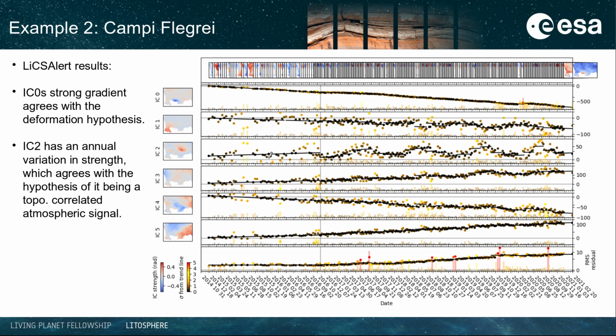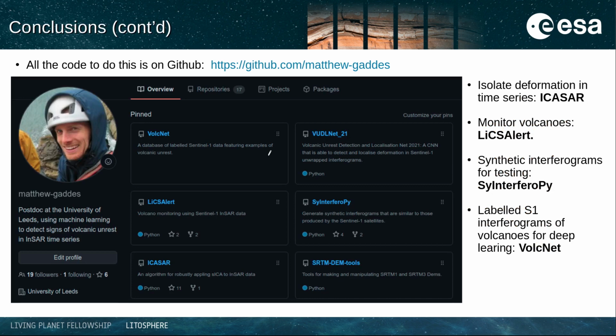So just to conclude, the LiCSAlert algorithm is in development and it's working on about 10 volcanoes at the moment, but it should be coming to more. And if you want to use any of the software, such as ICASAR, for looking at your own data and trying to isolate signals of deformation from atmospheric ones, then it's all on GitHub, and I'm more than happy to answer any queries you get in your use of it.